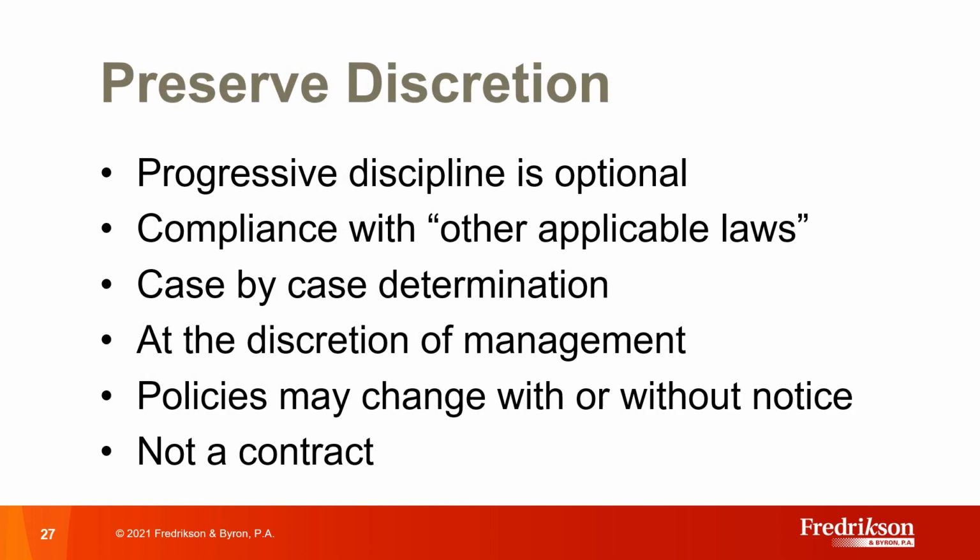And I do like a handbook that preserves discretion, so that, again, progressive discipline should be optional. The company has the right to use its at-will employment policy without going through steps 1, 2, and 3. Make sure that's optional. Make sure you always include compliance with other applicable laws, because laws change, and depending on how you do it, you can't necessarily revise the next day.